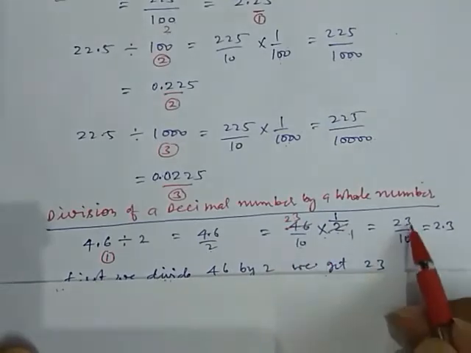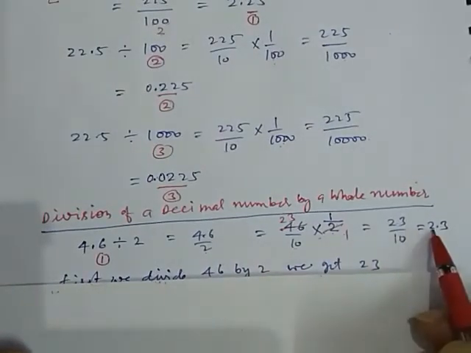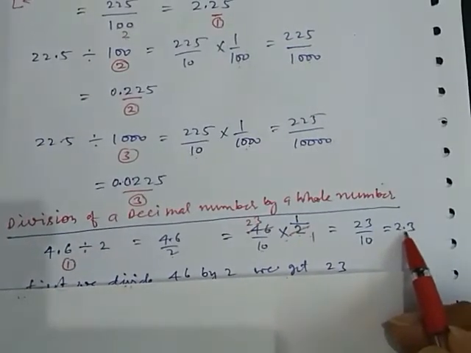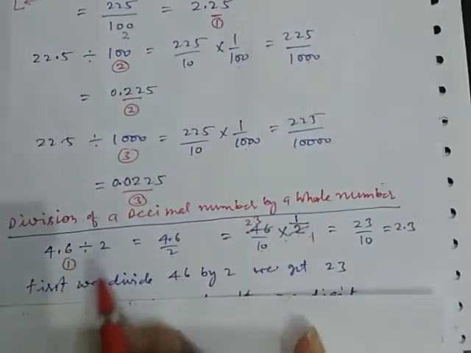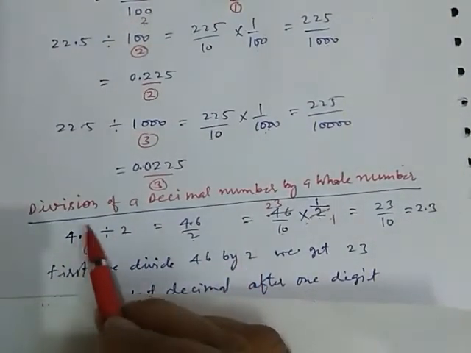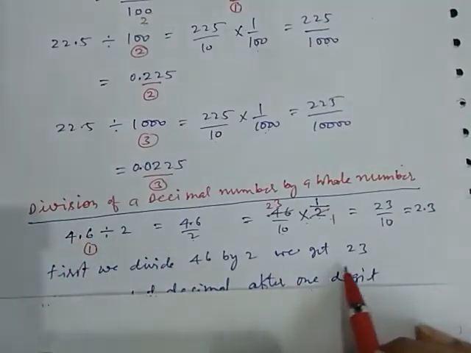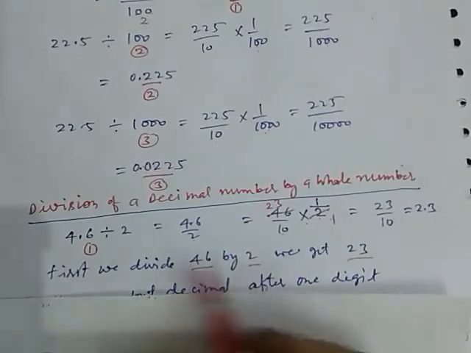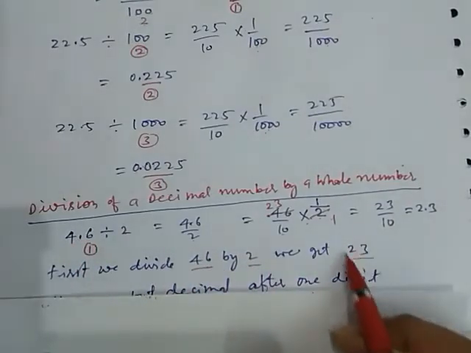23 by 10, okay. So put the decimal after 1 digit, so it reduces to 2.3. What do we have to do? First we divide 46 by 2, ignoring the decimal, so this is 46. We divide 46 by 2 and get 23. We convert it into a whole number, divide, and get 23.